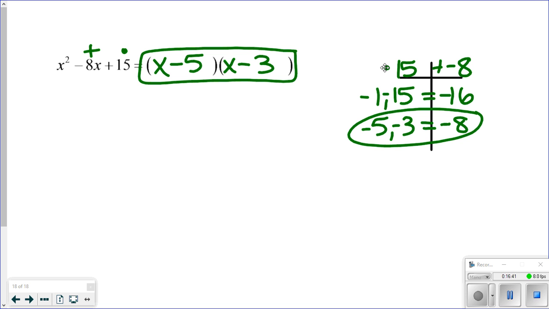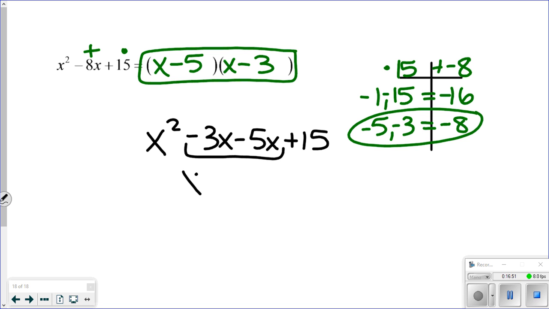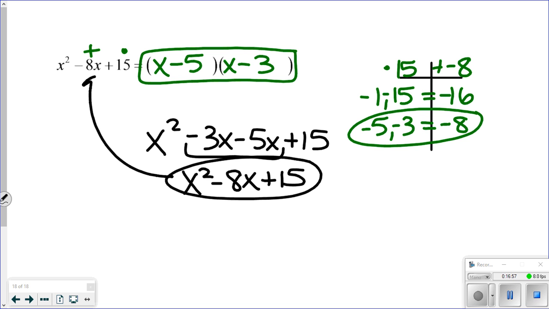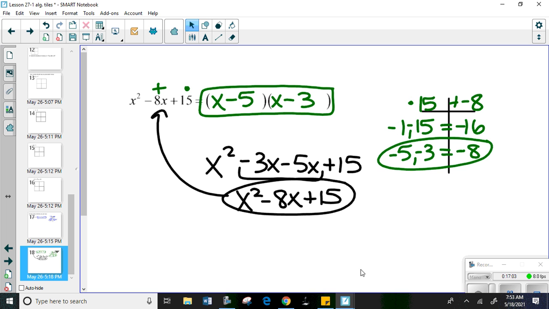Again, you can always go back through and check your work by foiling: first, outside, inside, last. Combine my like terms. And we ended up with what we started with. So we know that x minus 5 and x minus 3 are the correct answers.